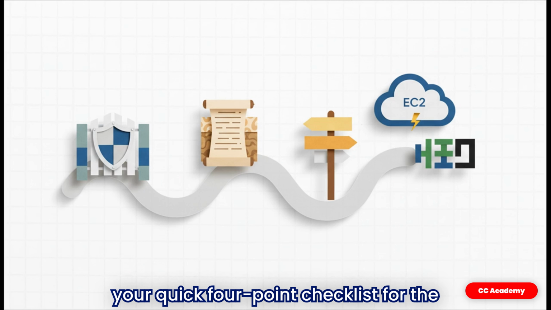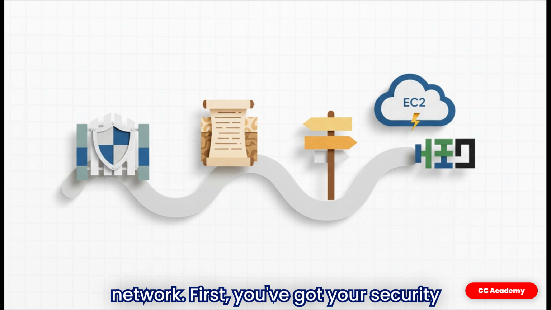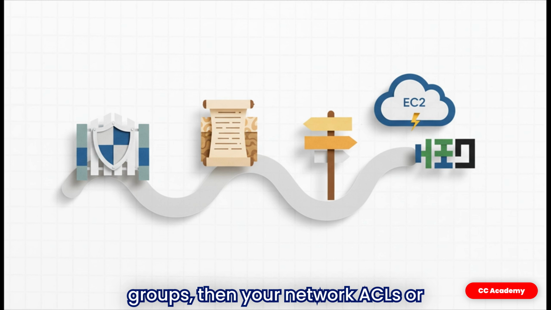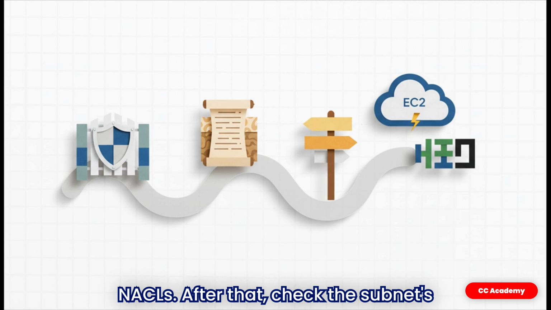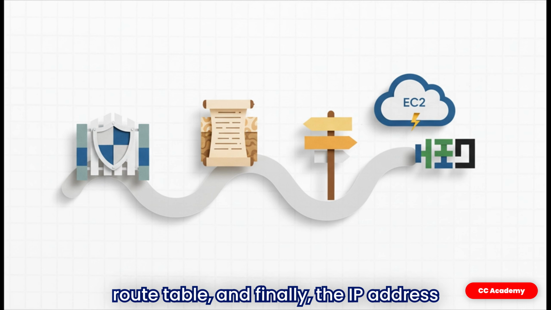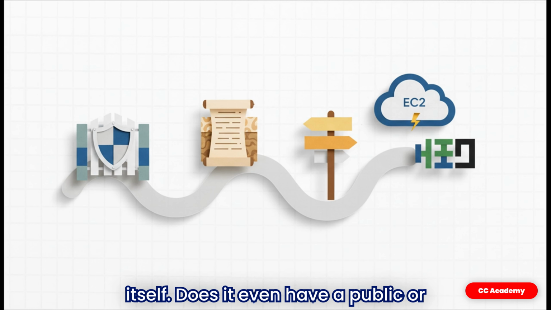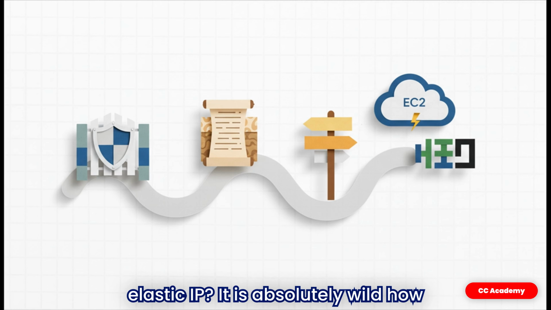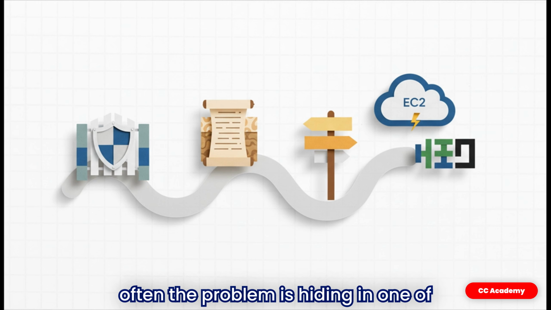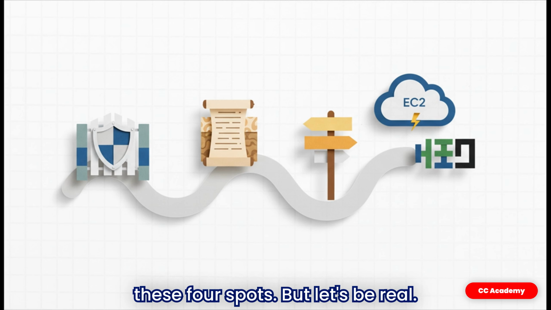So here's your quick 4-point checklist for the network. First, you've got your security groups. Then your network ACLs or NACLs. After that, check the subnet's route table. And finally, the IP address itself. Does it even have a public or elastic IP? It is absolutely wild how often the problem is hiding in one of these 4 spots.